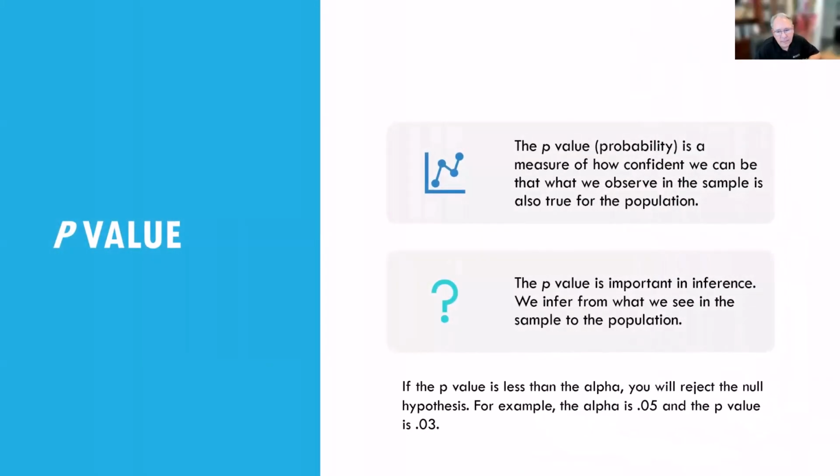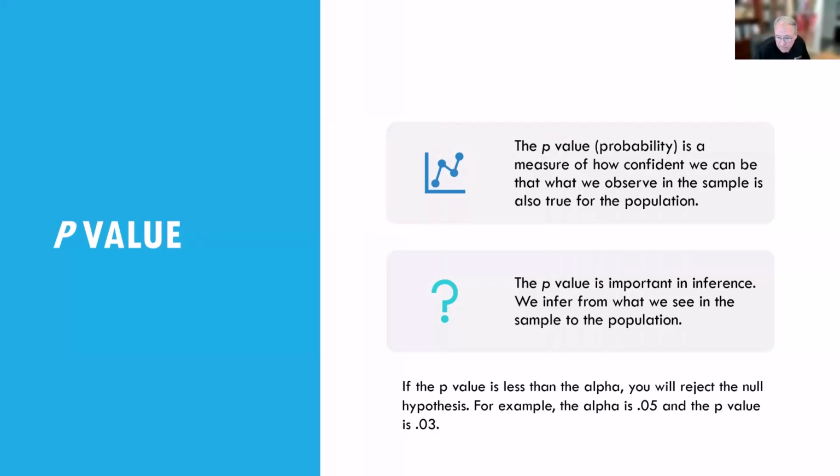The p-value, again, p refers to probability, is the measure of how confident we can be that the observation is true. So the p-value is calculated and it's compared to the alpha. If the p-value is less than the alpha, you will reject the null hypothesis. For example, if the alpha is 0.05 and your p-value is 0.03, you reject the null and accept the alternative.